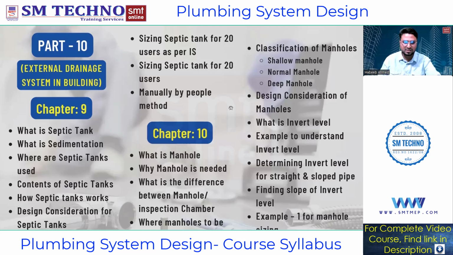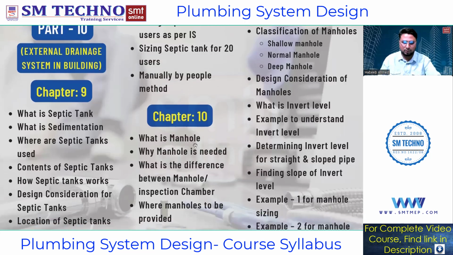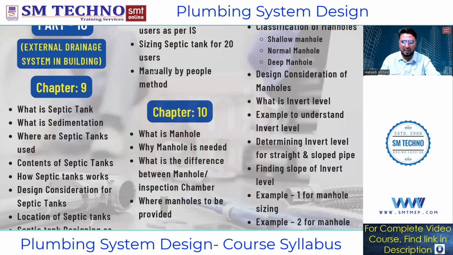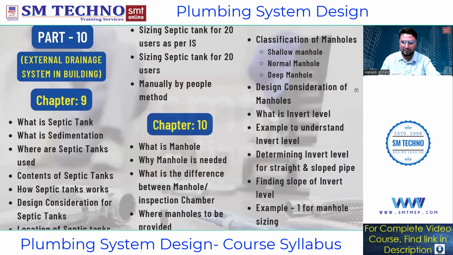Okay. Next, in part number 10, chapter 10, what is a manhole? Why is a manhole needed? What is the difference between a manhole and an inspection chamber? Many people get confused about what exactly is a manhole and an inspection chamber. We'll be seeing this here. Where are manholes to be provided? We'll be seeing where the manholes are to be provided. And the classification of manholes: there are 3 types of manholes, shallow manhole, normal, and deep manhole. We'll be seeing what the difference is between these.